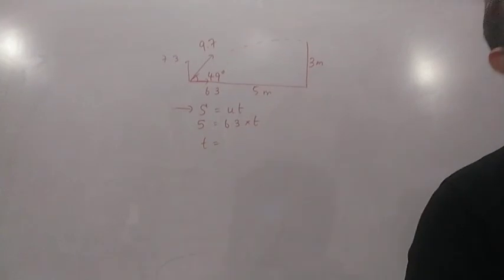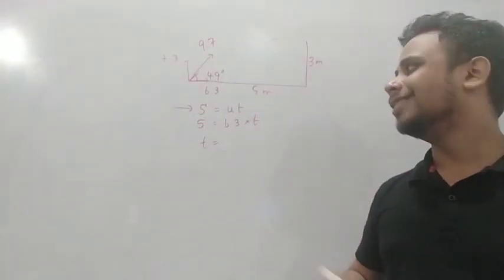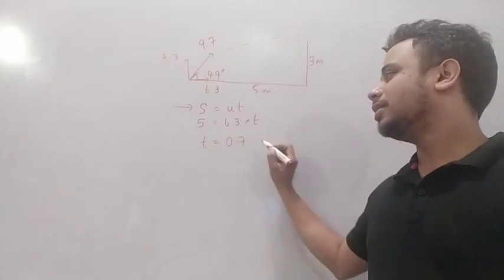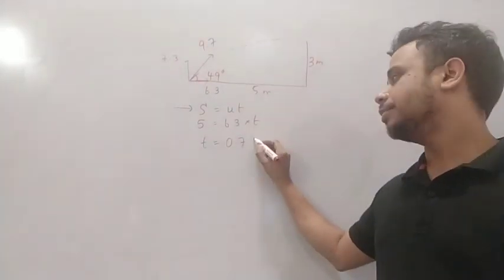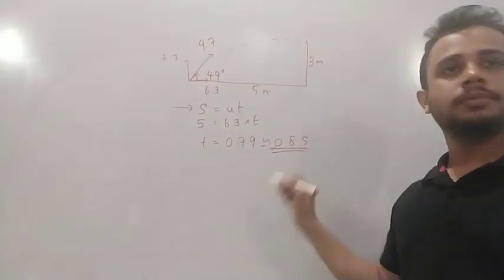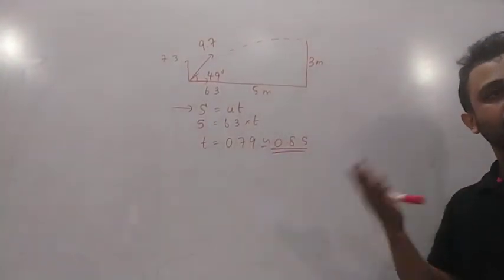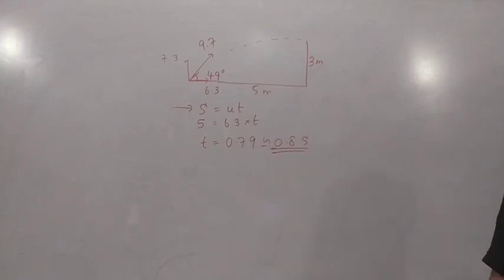What is the time? It comes to 0.79, so this is almost 0.8. They are saying it is about 0.8, which means it has to be a close value. Maybe sometimes it can be higher, it can be lower.